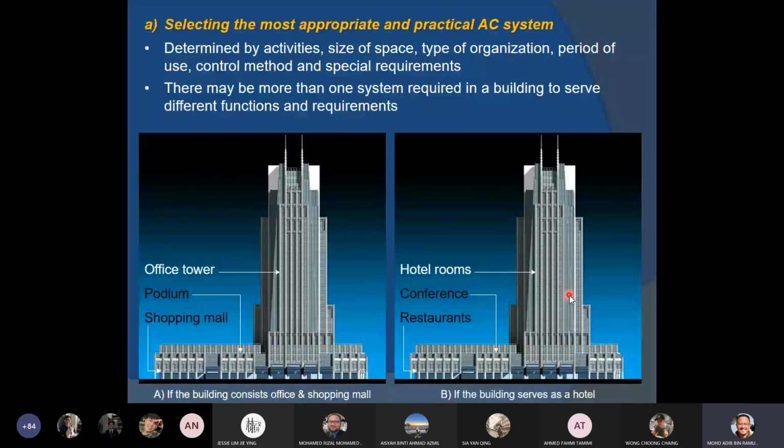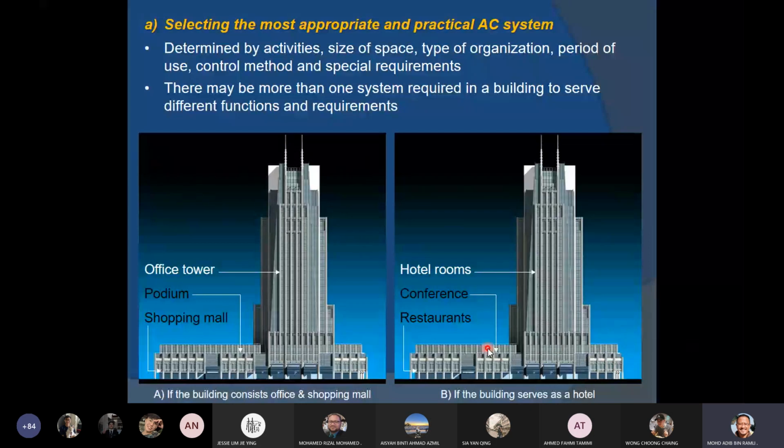But if the building is actually, the building serves as a hotel, then just imagine that the tower block consists of hotel rooms. And then at the podium level, you have the conference room, and then you have restaurant. So maybe for the restaurant, yes, you don't need to control, so you can use the single zone method. So inside the restaurant, the temperature will be the same for the whole space.